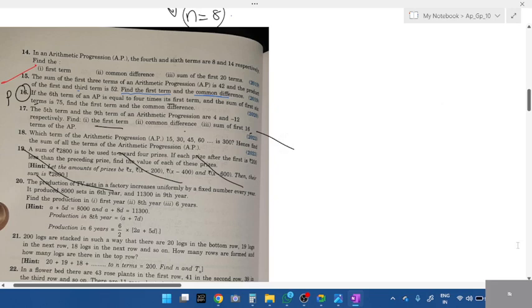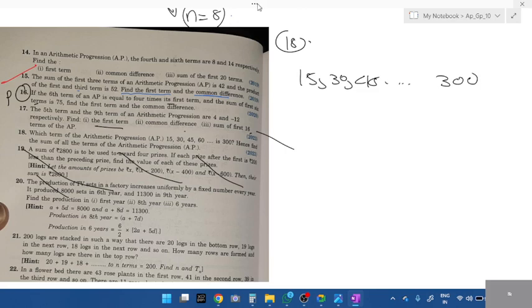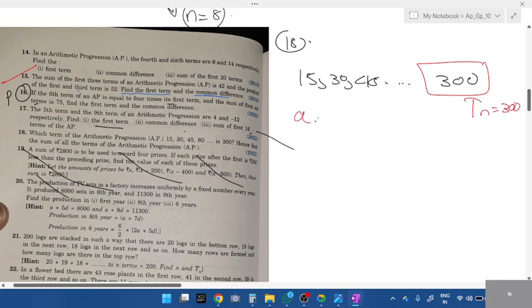Unmute the call, students. 18th question. How do you all solve? 15, 30, 45, up to 300 is given. What is 300 here? What is Tn? Tn value. Tn is equal to 300. A is equal to 15. D is equal to, how much is 30 minus 15? 15.